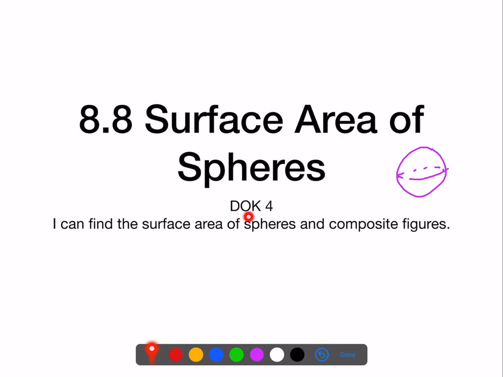The depth of knowledge today is at level 4. We're actually going to be seeing some composite figures, making it a little bit more difficult. And what you guys will be tested on: I can find the surface area of spheres and composite figures. So these composite figures are what's really going to make this a little bit more difficult. However, some of these questions in general are a little bit difficult, a little bit challenging, but still fun.